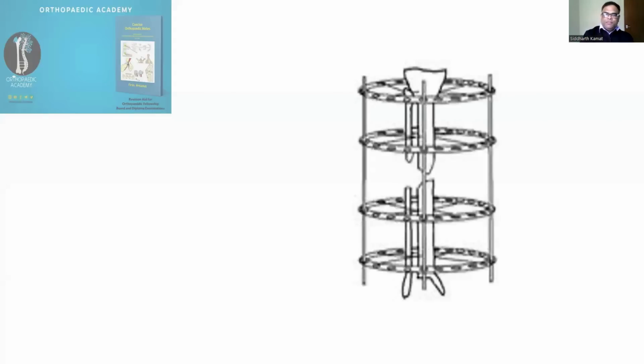The title of Viva is Non-Union of Fracture. Look at this illustration. This is a picture which shows a non-union of tibia and fibula with Ilizarov frame in situ. So what are the questions that can arise?